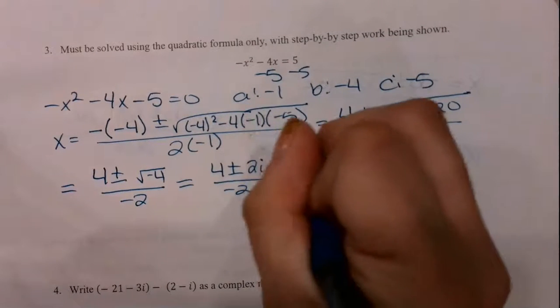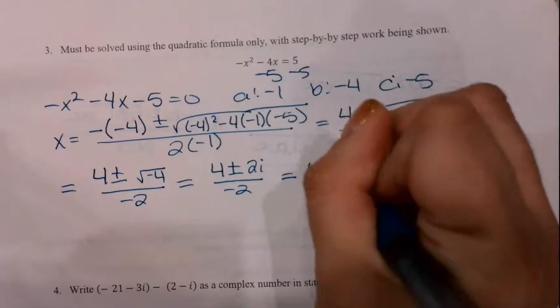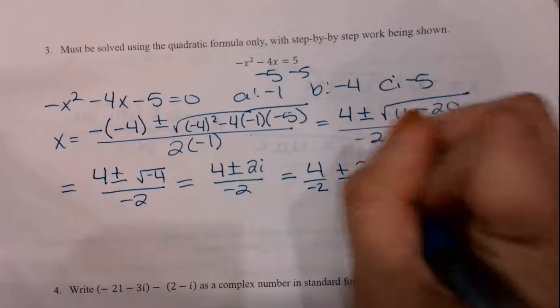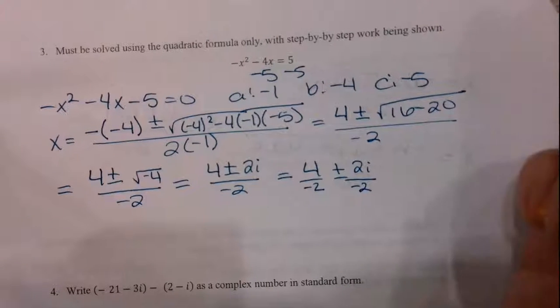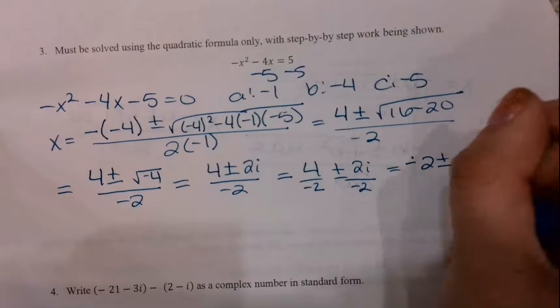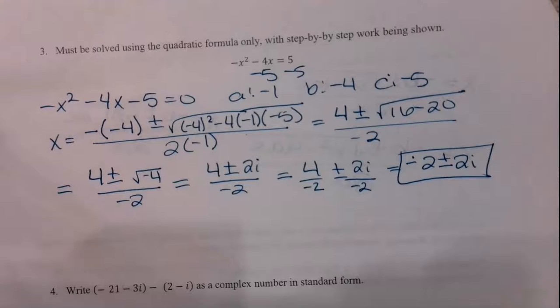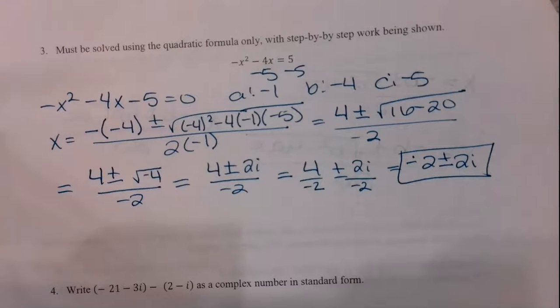Then what I'm going to do is split these up. I'm going to have positive 4 divided by negative 2 plus or minus 2i divided by negative 2. And this will give me negative 2 plus or minus 2i. Okay, and let me show you why I still leave the plus or minus at the end.